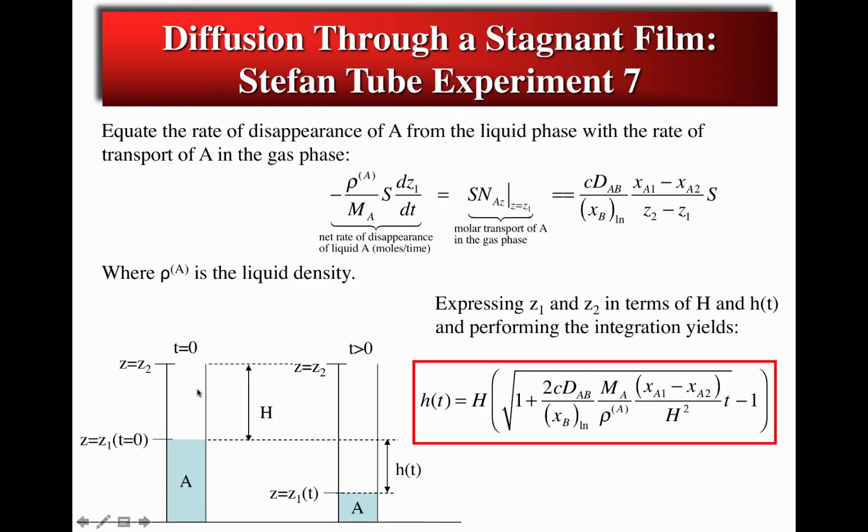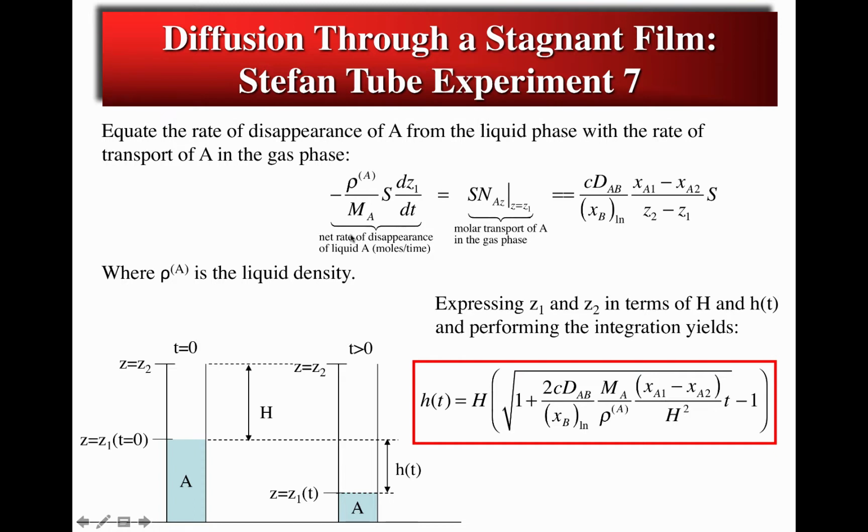And so what we rely on now is to couple our expression for the mass flux of A in the gas phase at the liquid vapor interface with an overall mass balance on liquid A in the tube over time. And what we're going to enforce is the following. We're going to say that any decrease in the amount of A in the liquid phase comes about because A has left in the gas phase. And so how do we write that decrease of A in the liquid phase? The way we're going to do that is shown here on the left-hand side of this equation.